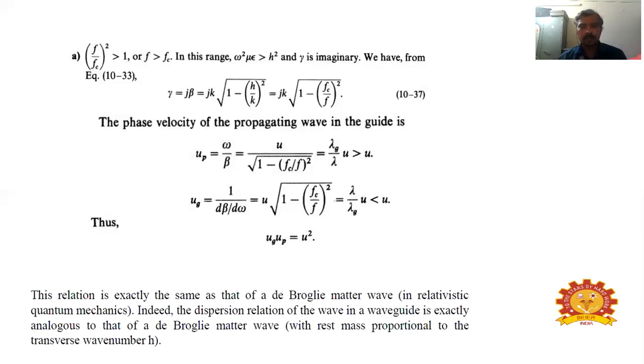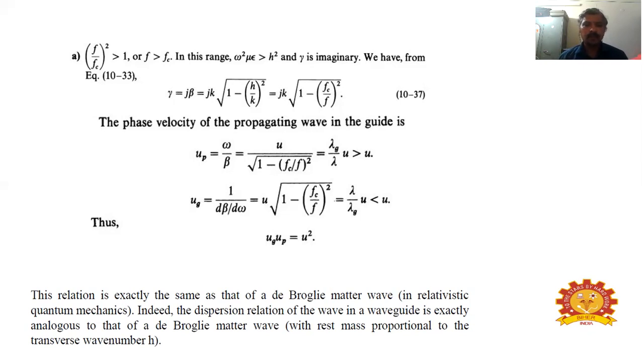The phase velocity of the propagating wave in this waveguide is up. That is, phase velocity up is given by up equal to omega by beta, that is equal to u by root of 1 minus (fc by f) whole squared. That is equal to lambda g by lambda into u, which is greater than u. That is, a phase velocity greater than the ordinary velocity u.